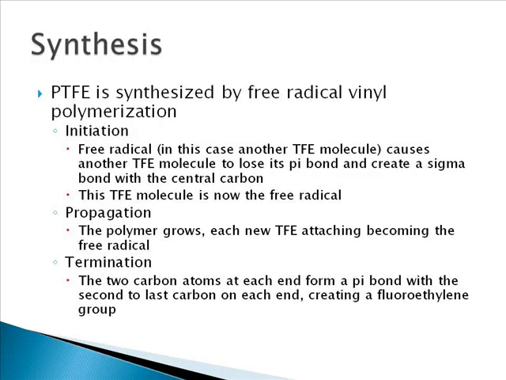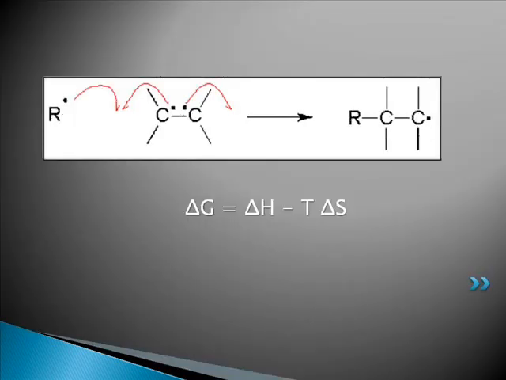Free radical polymerization occurs in 3 steps. Initiation is when the free radical causes the TFE molecule to lose its pi bond and create a sigma bond with a carbon atom. This process continues in propagation, with each new TFE molecule attaching to the polymer becoming the free radical. The first 2 steps of polymerization are illustrated here.